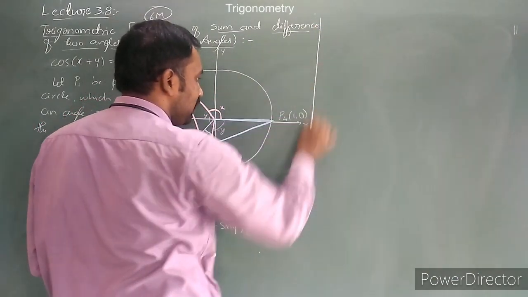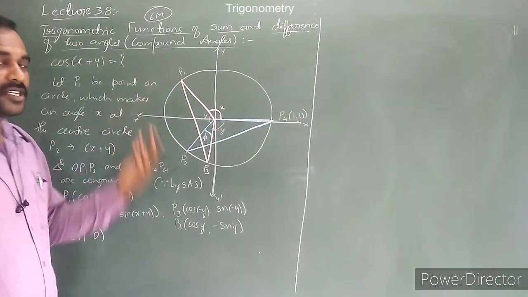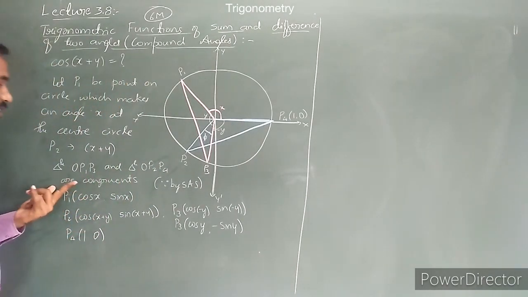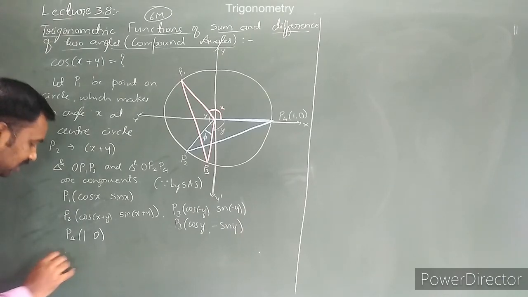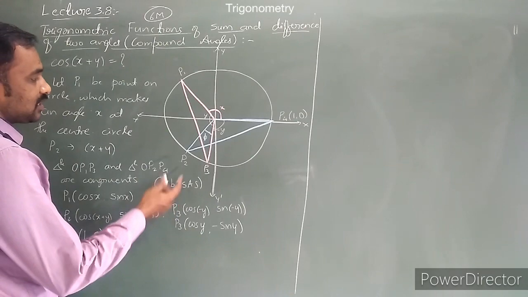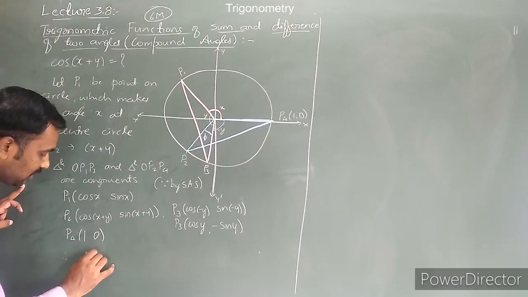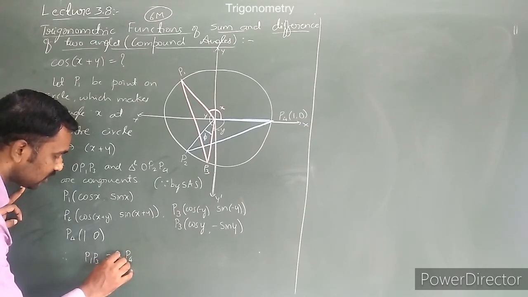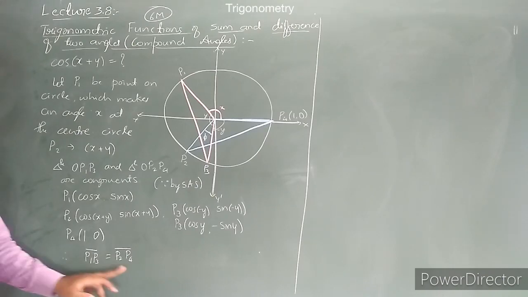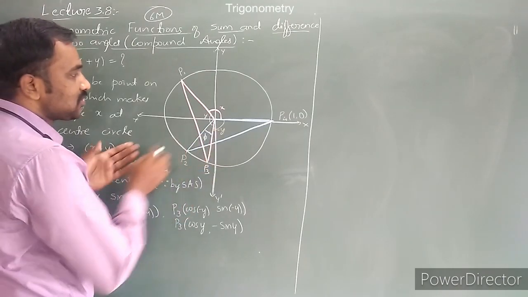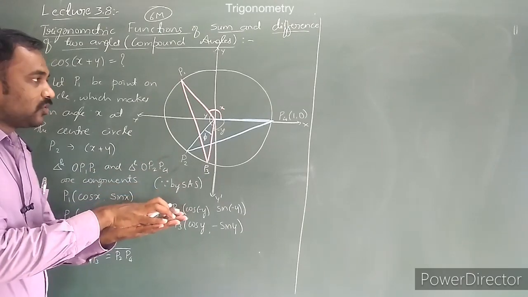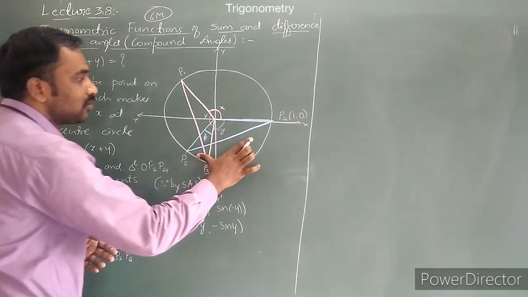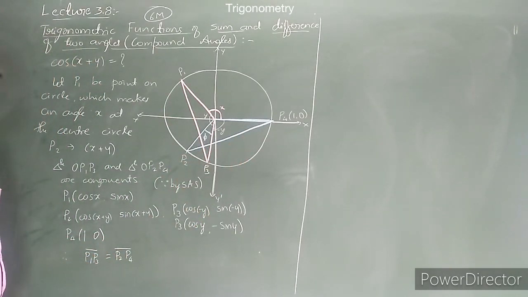I think you are following simultaneously. Just note down. First listen to the derivation very clearly. Later you can note down. So next, these two triangles are congruent. Therefore, can I write that the side length P1 P3 is equal to P2 P4? Because these two triangles are congruent, one overlaps the other. So side length P1 P3 is equal to P2 P4.